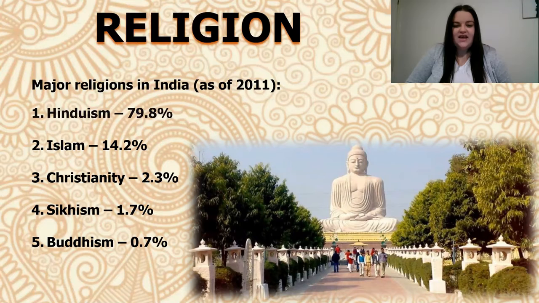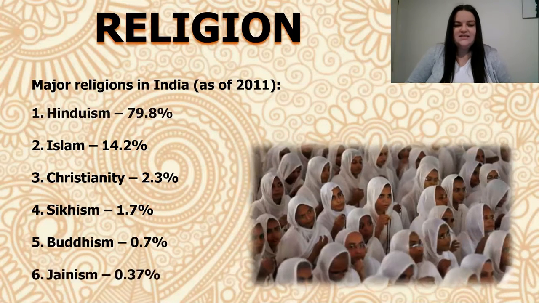Buddhism originated as a counter movement to early Hinduism, representing a universal ethic rather than basing ethical codes on an individual's caste. Lastly, number 6 is Jainism, with 0.37% of the population identifying as Jain. Jainism also originated as a counter movement that opposed some of the teachings and doctrines of early Hinduism.